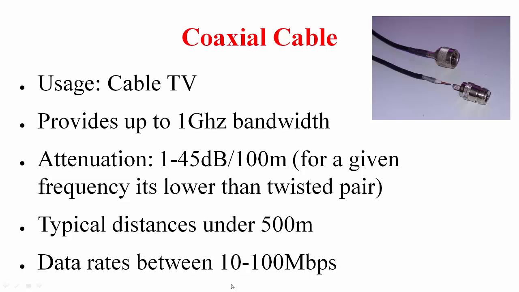So next is coaxial cable. It's typically used in cable TV. It can provide up to 1 gigahertz bandwidth. And these also suffer attenuation ranging from 1 to 45 decibels per 100 meters, but for any given frequency, coaxial cable suffers less attenuation than twisted pair. These are used up to 500 meters and they provide data rates between 10 to 100 Mbps.